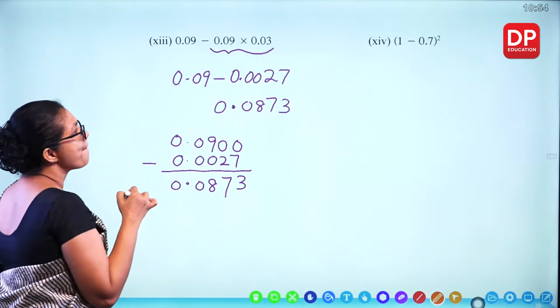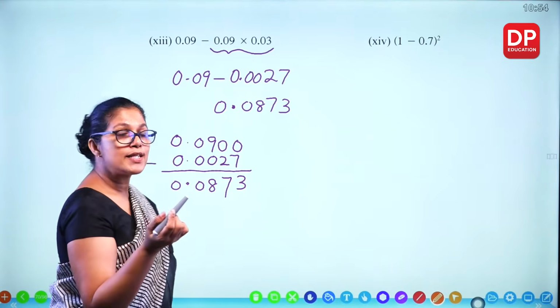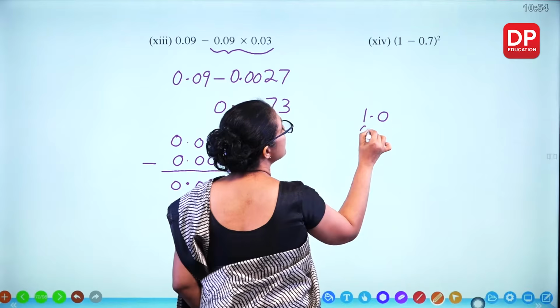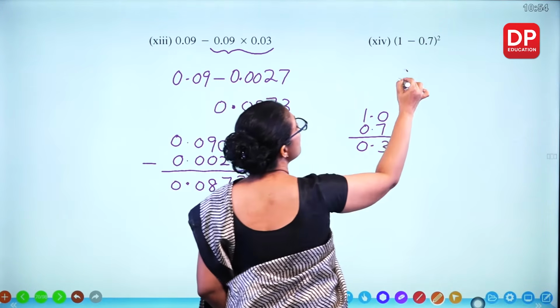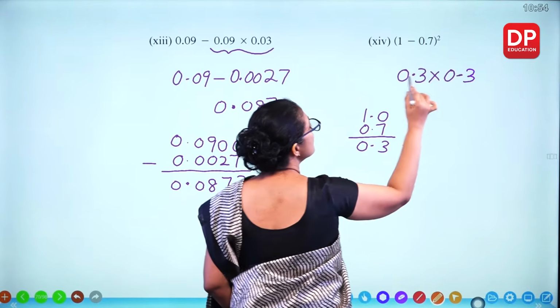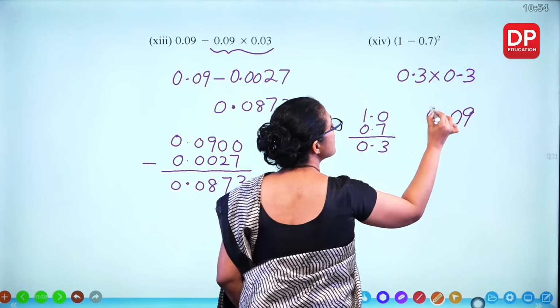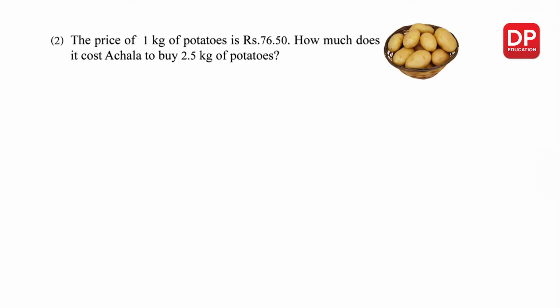So the answer is 0.0873. This one, 1 minus 0.7 squared. So what is 1 minus 0.7? You get 0.3. 0.3 squared means 0.3 times 0.3. So 3 times 3, 9, and 2 places you have to keep. So the answer is 0.09.